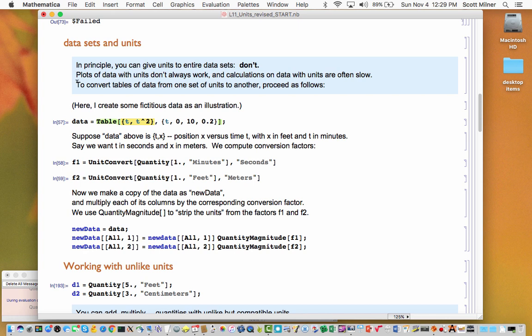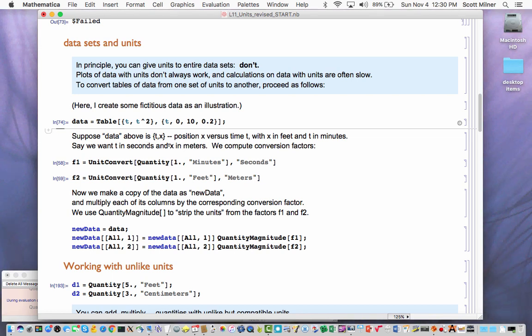If you want to convert a table of data which is in one set of units to another, then what you need are conversion factors, and it's easy to do that, as I'll illustrate here. So for example, I'm just going to make up a table of data which is a list of pairs, and we suppose, for example, that this is a list of times and positions where the times are somehow in minutes and the positions are in feet. Okay, so suppose we want to convert that to seconds and position in meters.